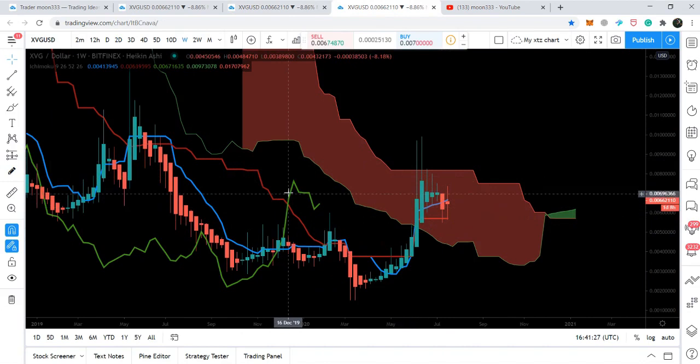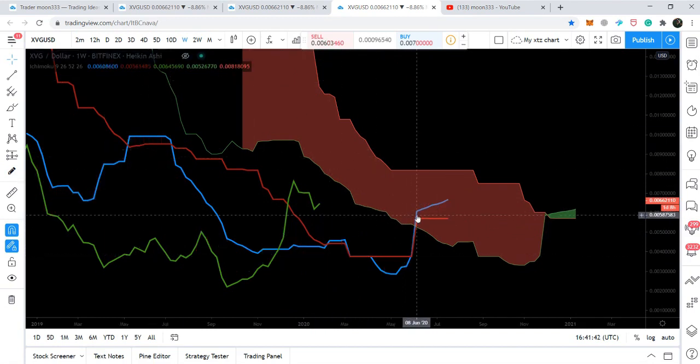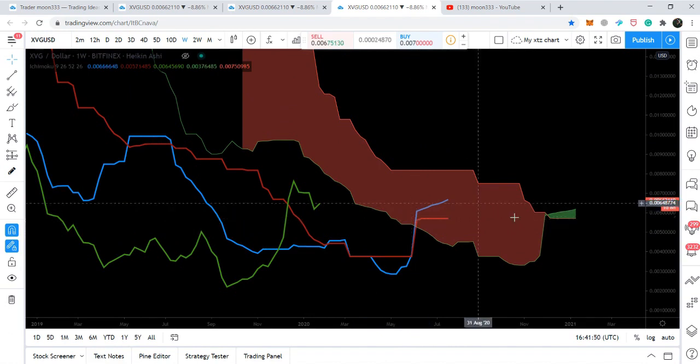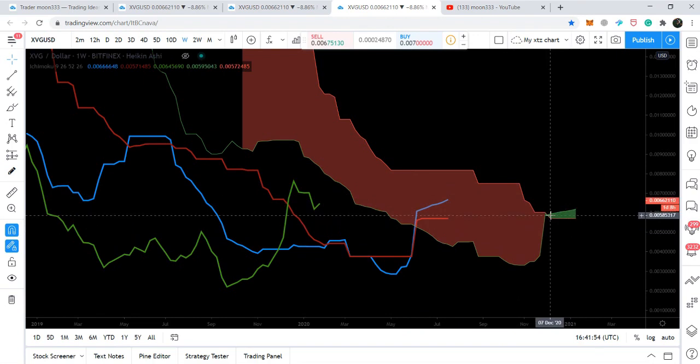We can see that this is the lagging span of the Ichimoku Cloud. It has crossed up the price action. It was moving down, and now it is again moving up. And we have received the bull cross between the conversion line, this blue one, the bullish line, and this red one, the baseline, the bearish line. We have received this bull cross just below the price action. That is a very powerful bullish signal. And this Ichimoku Cloud has finally turned bullish. That is another bullish signal.